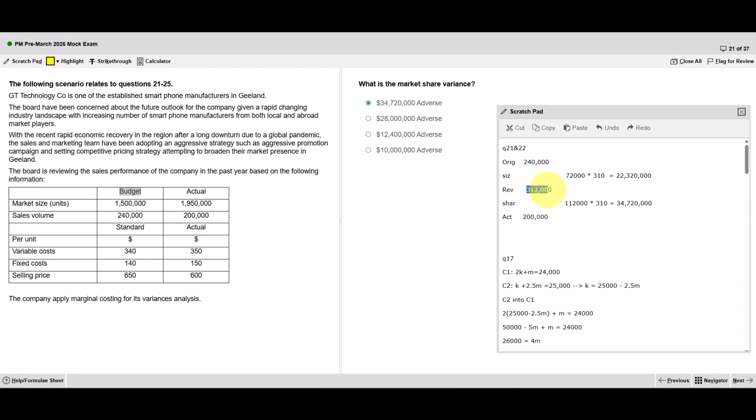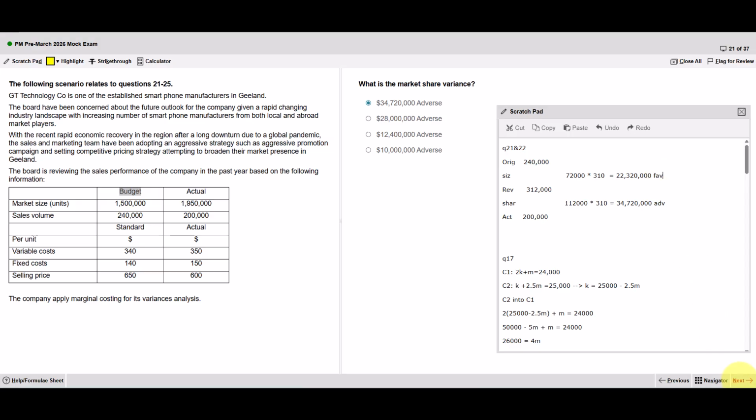Our revised was 312,000. Our actual was 200, so much lower. And because we're talking about sales, if we sell less, that's an adverse variance. Whereas our original was 240, we revised it up, so if we expected to sell more, then that should have been more sales, so that's a favourable variance. So that's question 21.